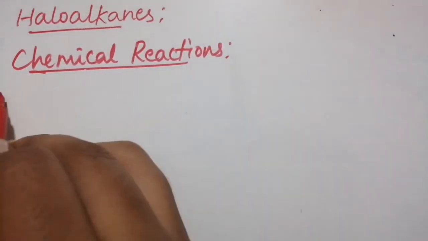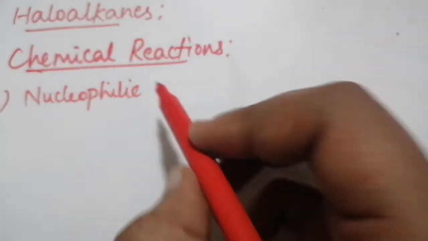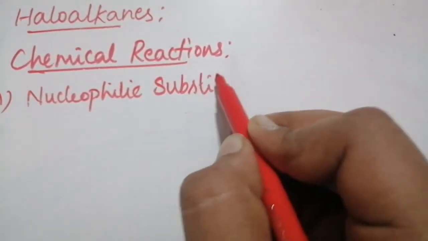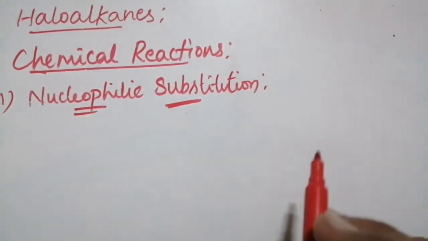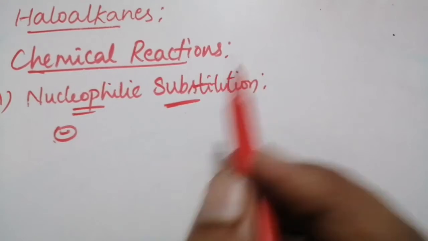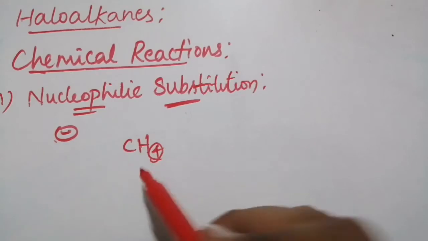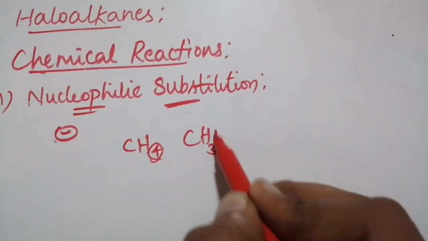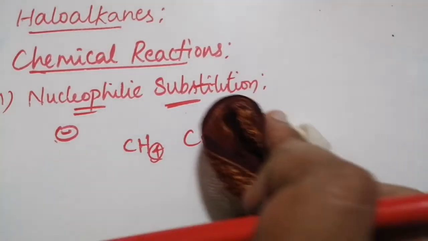My first type of reaction is nucleophilic substitution reaction. What is a nucleophile? Species containing negative charge. Substitution is, if my CH4 is there, I am substituting the nucleophile in place of hydrogen like this. I am removing one and putting another one. So my nucleophilic substitution reaction is of 2 types here.